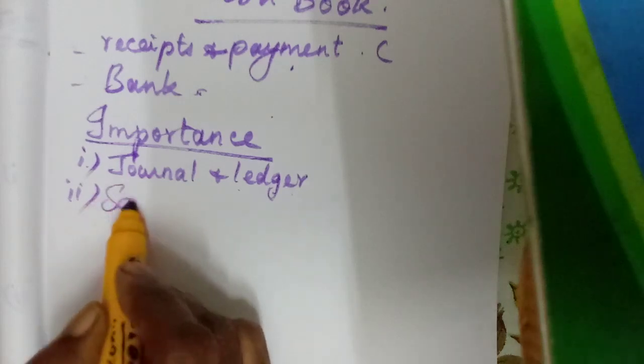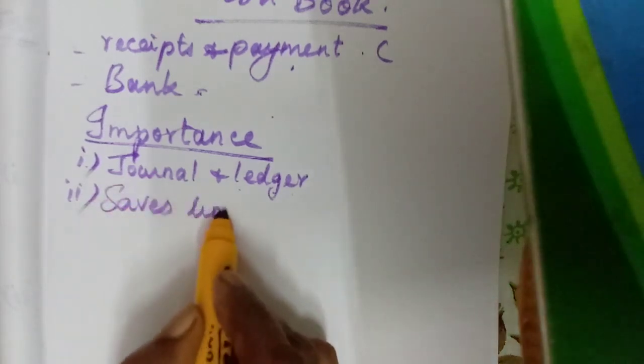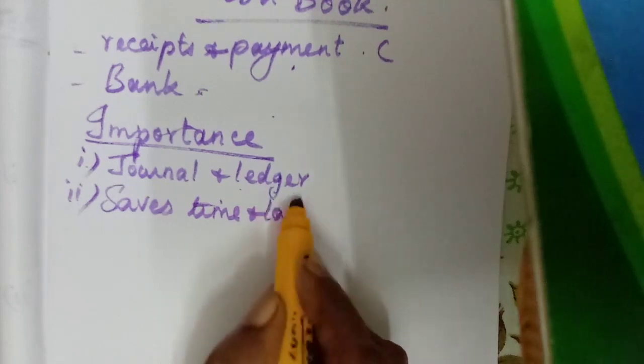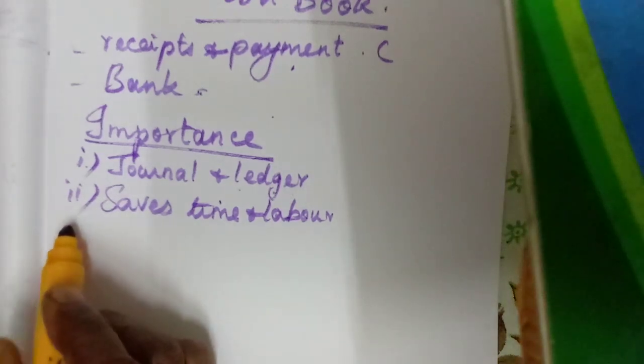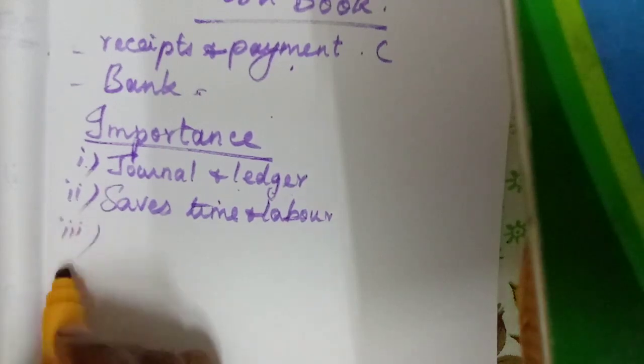Then it saves time and labor. Here we do not prepare a separate cash account. Only in the cash book we enter all the cash payments and cash receipts. Then we do not need to prepare the journal entries. So one book serves us three purposes. It is like an account, like journal entries, and like a subsidiary book. So it saves the time and labor of the clerks who are working in the organization.